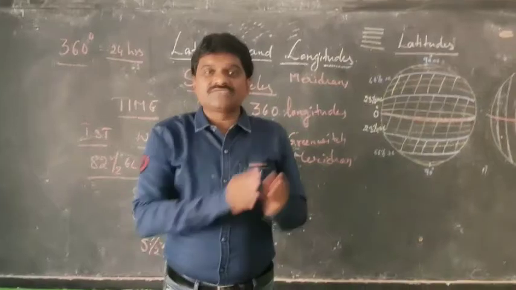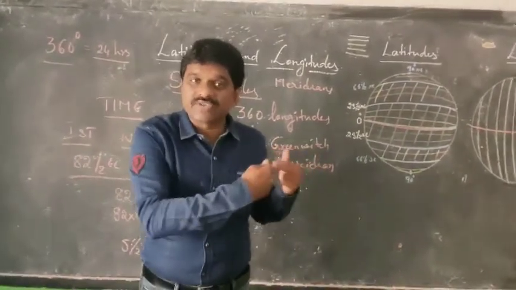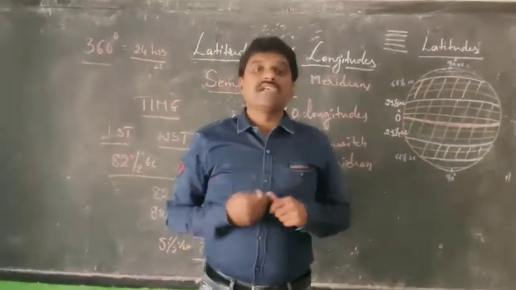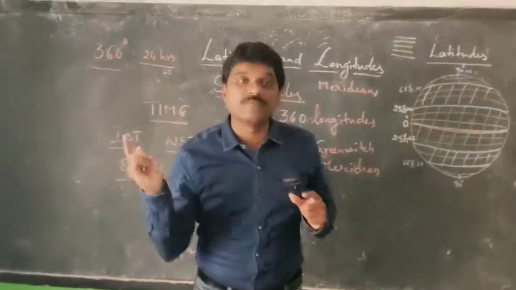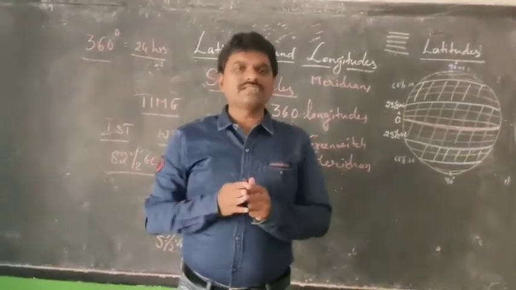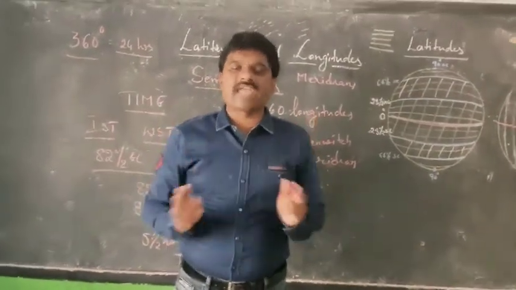The sun rises first in the east, you know that. You can see the sun rise first in the eastern countries and later in the western countries, because the earth rotates from west to east. So dear students, longitudes are very useful for the calculation of time.